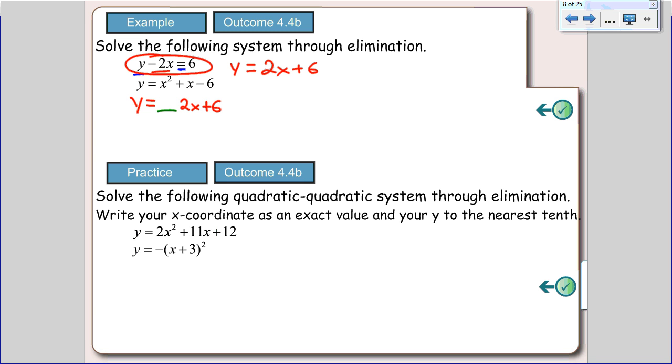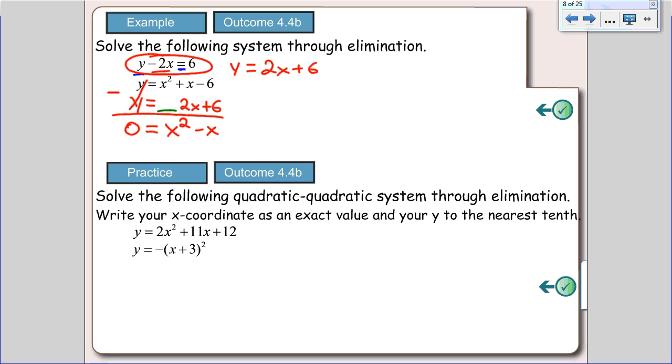Okay, once I have them in the same order, my goal is to have the same number of x's or y's. I already have the same number of y's. They're both positive, so I'm going to subtract these equations because y minus y is going to give me 0 equals x squared minus no x squares, because there is no x squares in that second one. I still have x squared. x minus 2x is negative x. Negative 6 minus 6 more is negative 12.